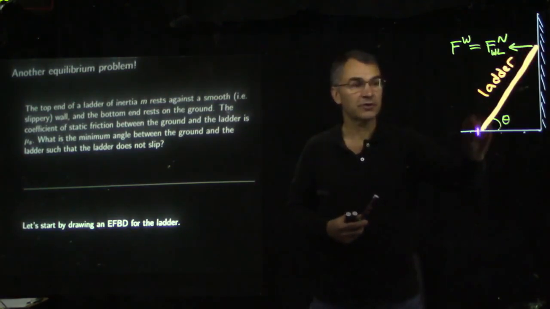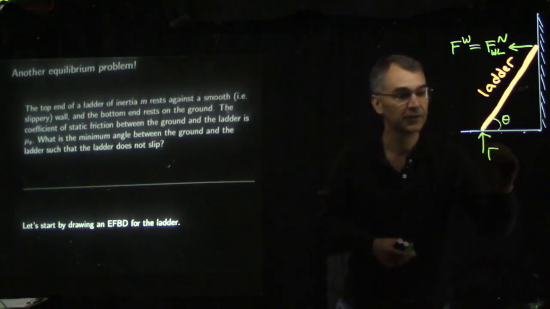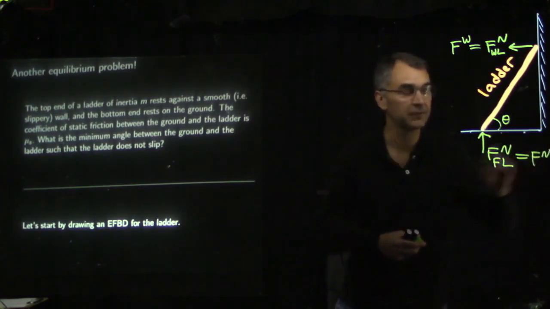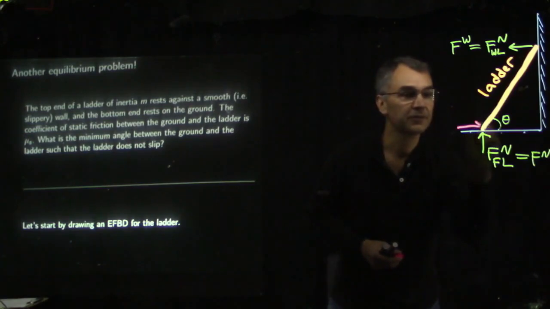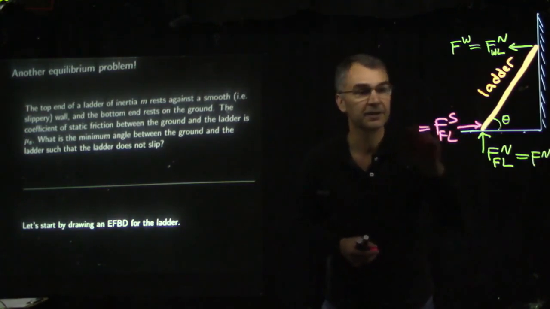At the lower corner of the ladder, however, we have both a normal force and a friction force. So let's draw them both. So here is F normal by the floor on the ladder. So I'll give that a nickname. I'll just call it F normal. And then here in this direction is the static friction force between the floor and the ladder, and I'll give it a nickname.